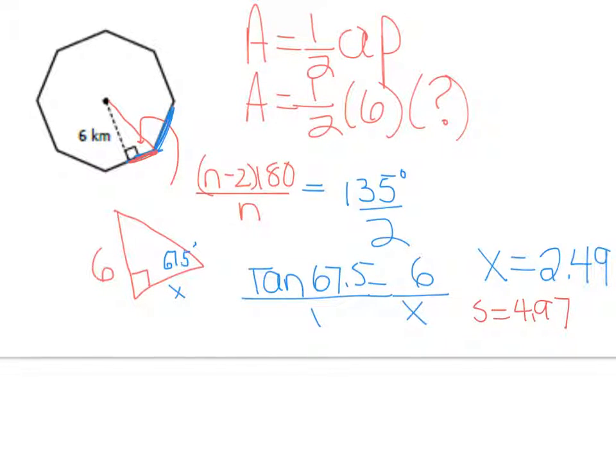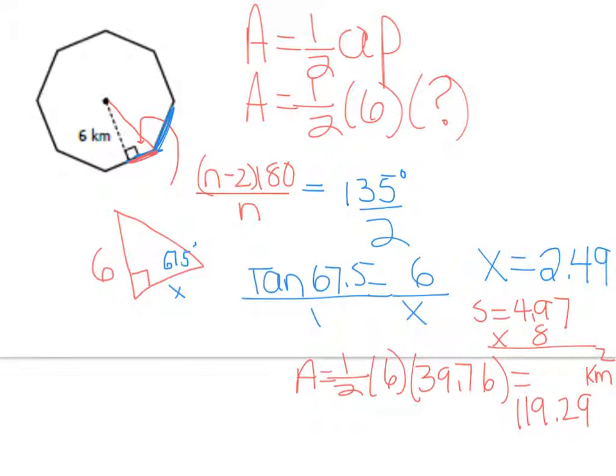Now once I have one side and I know there are 8 of them, I can go ahead and multiply that by 8, and then I have my perimeter. So once I have the perimeter, I can go ahead and put it into the problem. Its area is equal to 1/2 of 6 times 39.76. All right, so once I plug it in, I get 119.29 kilometers squared.